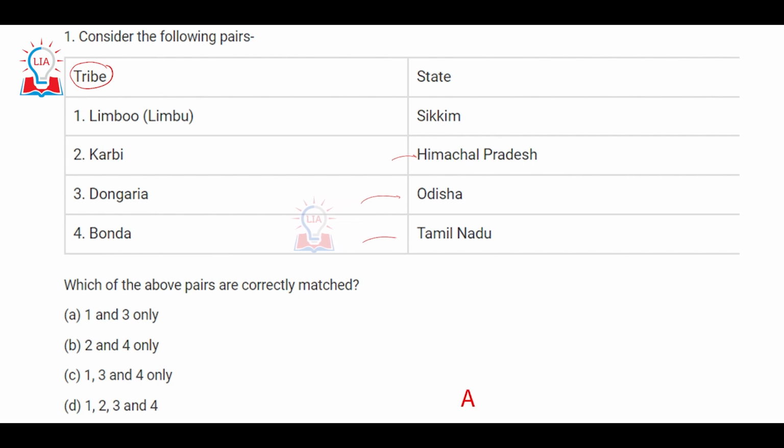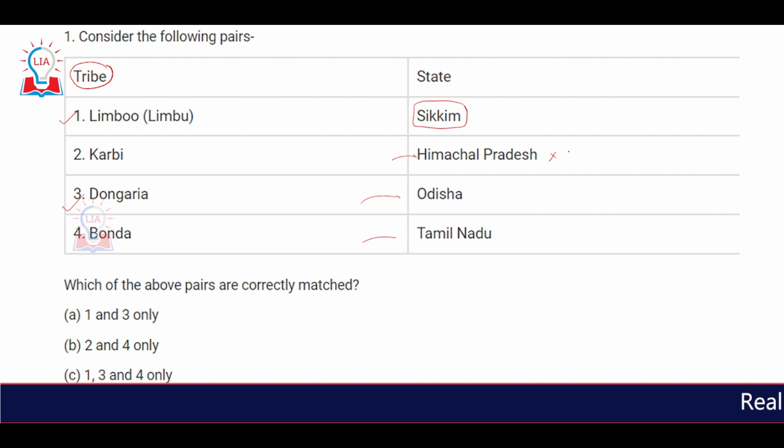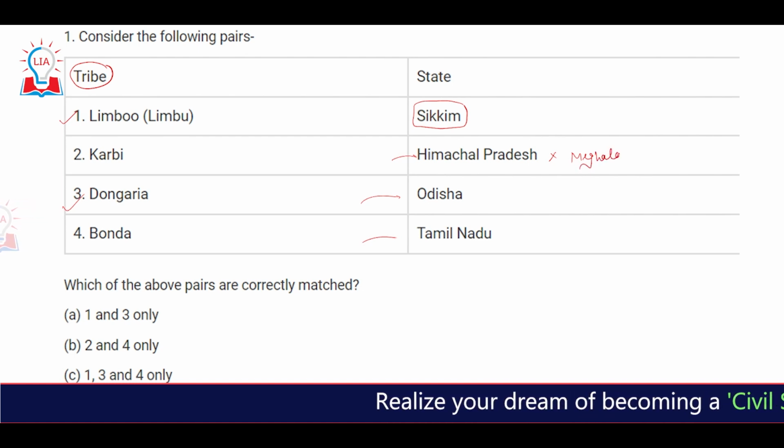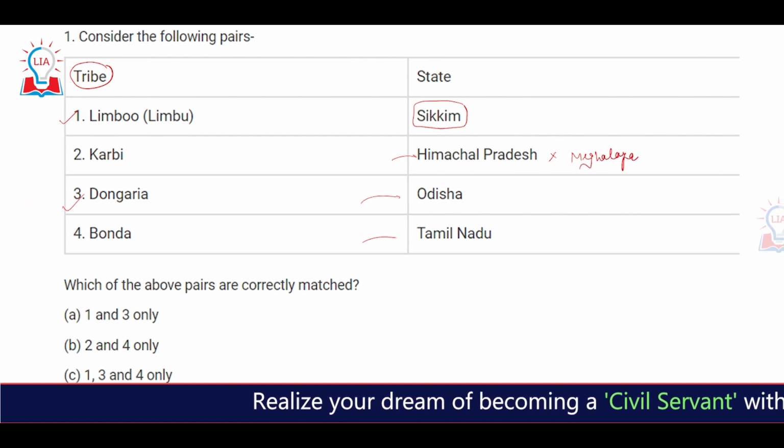So if we take a look at the actual answer, the correct answer is that the first and third are the correct options. Limbu tribe indeed lives in the high altitude regions of Ladakh. Karbi tribe does not live in Himachal Pradesh. Rather, the Karbi tribe lives in the area also called the Karbi Anglong Plateau, which is part of the state of Meghalaya. So that is why the second option is incorrect.